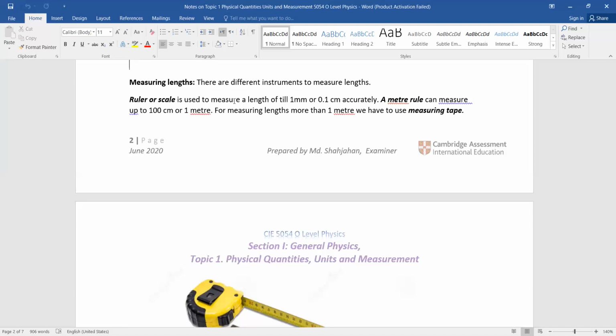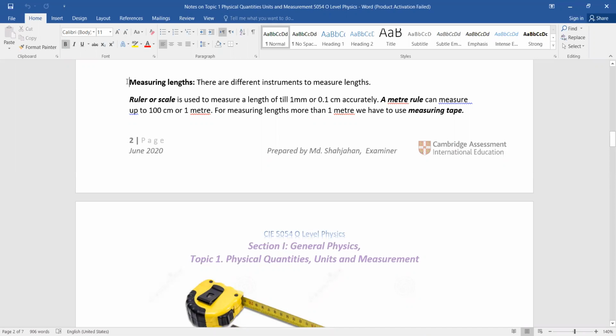Hello? Hello, Tamjid? Hello? Yes, sir. Tamjid? Each of the centimeter is divided into 10 equal parts, right? Yeah, right. Are you there? Oh, Tamjid? Yes, sir.